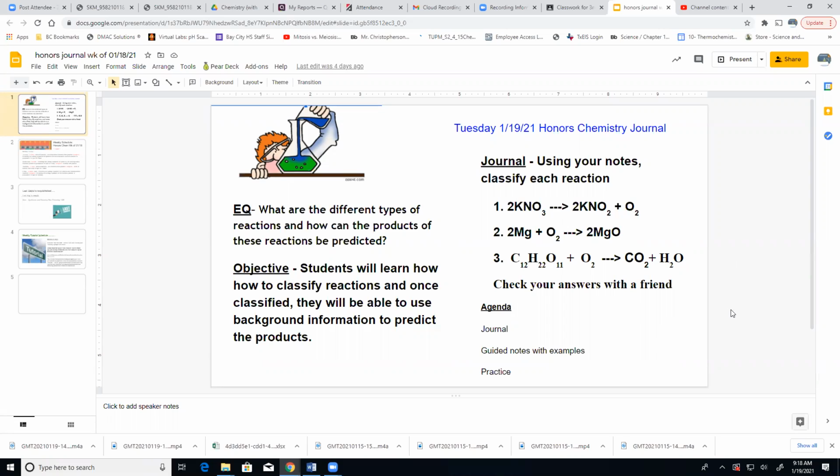We talked about 5. I only had room to put 4 down here. I'm sorry, 3. I can't even count 3 down here. And when you get that and you get to check with somebody, then we're going to do notes. And then you also already have your practice because it was synthesis and decomposition together. So we're going to move on to decomposition.